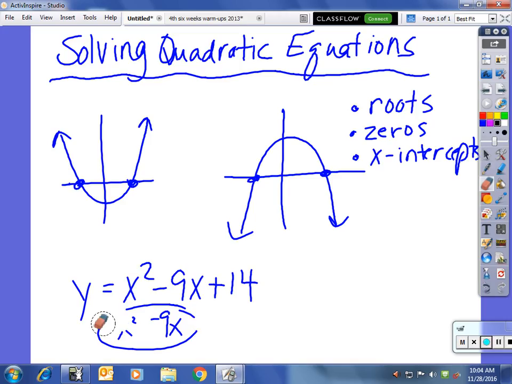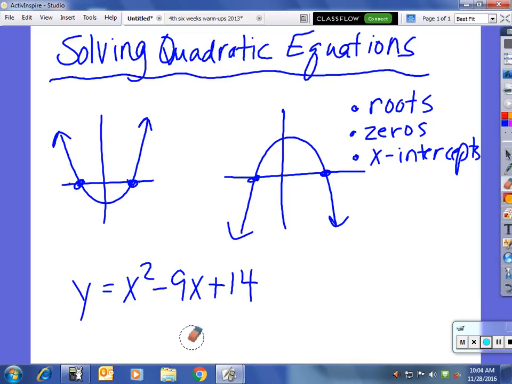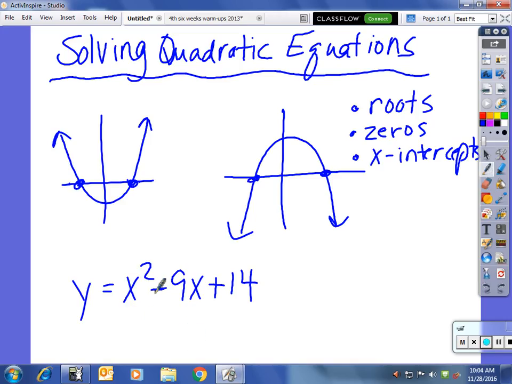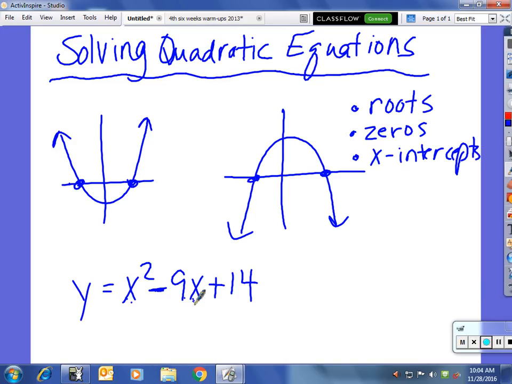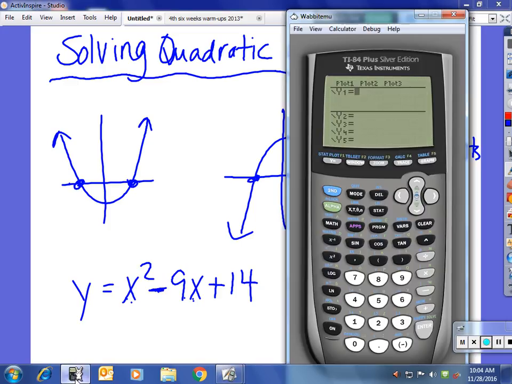Okay, I've told you that subtraction and negative means the same thing, and technically that's true. But this symbol right here is separating these two terms. It's an operation symbol. You cannot put a negative symbol here or it's going to multiply those. So watch out for that. So let's put this together in our calculator. Make sure your picture looks like mine.